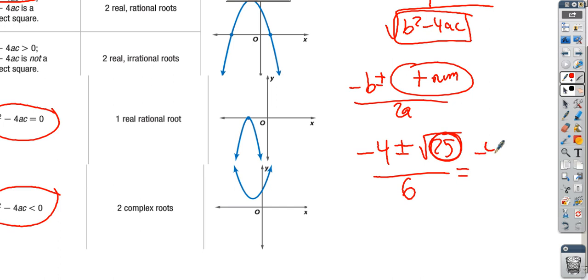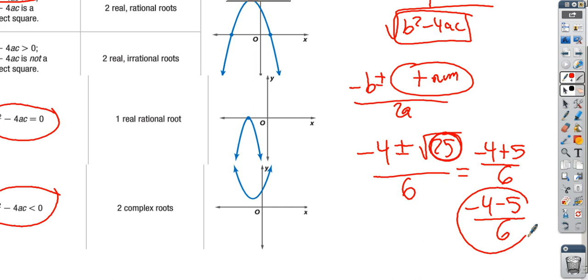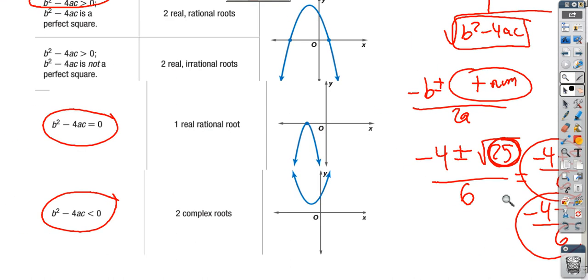What this is going to end up being is negative 4 plus the square root of 25, which is 5. That's going to be one solution. The other one will be negative 4 minus 5 over 6. So this is going to give you two different solutions because this is a positive number. That's what that table says right there.